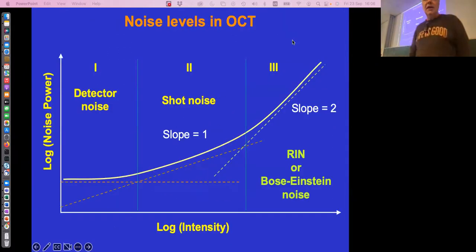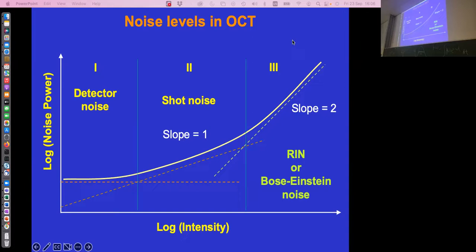So if I now make a graph, I can make a graph of the strength of the noise as a function of the intensity that falls on my detector. If this is the intensity that falls on the detector, on a logarithmic scale, and on this axis I have the noise power. If I have basically no intensity falling on my detector, my noise is given by the thermal noise of the detector. This is just the noise generated by the detector.